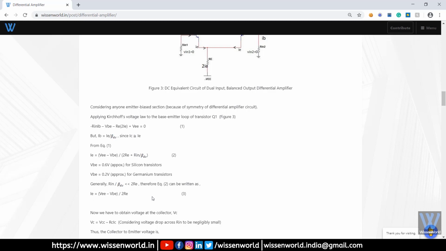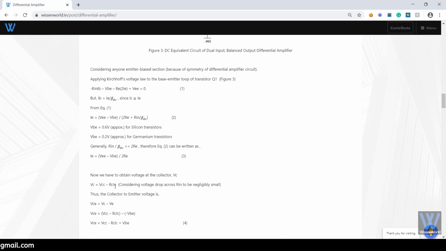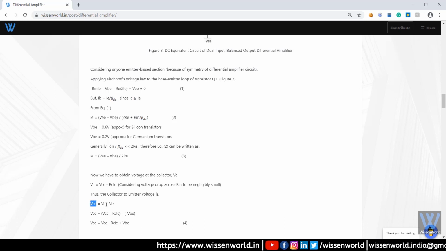Now we will obtain the voltage at the collector terminal. So from this circuit, voltage at the collector terminal will be VCC minus IC into RC. We will use this equation, and VC is equal to VCC minus IC RC. And now the potential difference between the collector and emitter, that is VCE, will be VC minus VE.